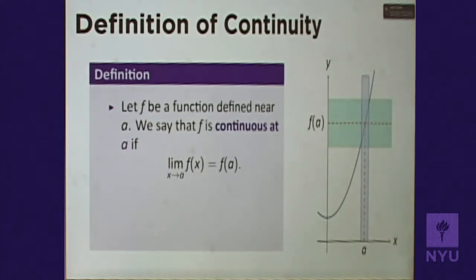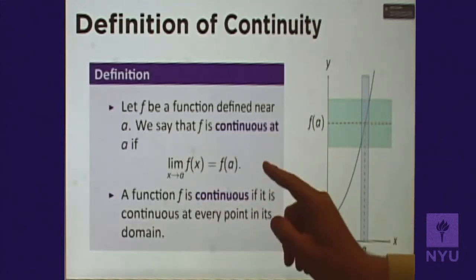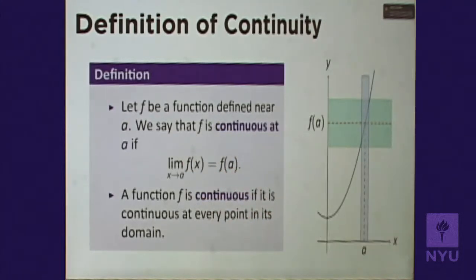Let f be a function defined near a point a. And we say that the function is continuous at a if the limit of the function at the point equals the value of the function at that point. And we say that the function is continuous, period, if it's continuous at every point in its domain. So continuous at a point means that the limit of the function at a point equals the value of the function at the point. And continuous without any modification means that it's continuous at every point a in its domain.